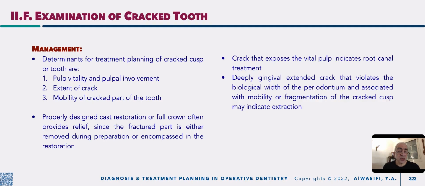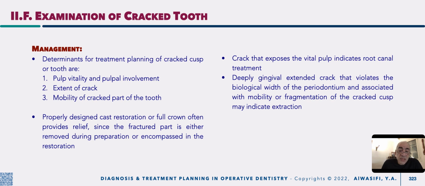The management of a cracked tooth differs according to pulp vitality and pulp involvement, the extent of the crack, and the mobility of the cracked part of the tooth. It ranges from just removal of the cracked part, or restoring it by including the missing part in your restoration, either by direct bonded restoration or indirect restoration, metallic or non-metallic, or maybe a root canal treatment due to pulpal involvement one way or another.